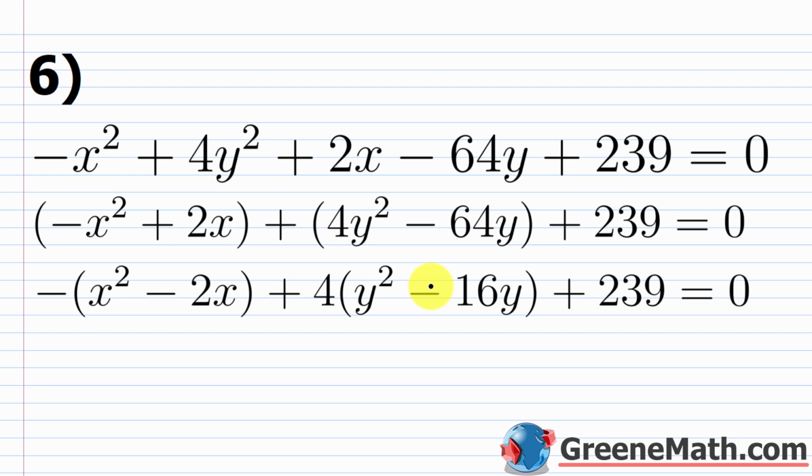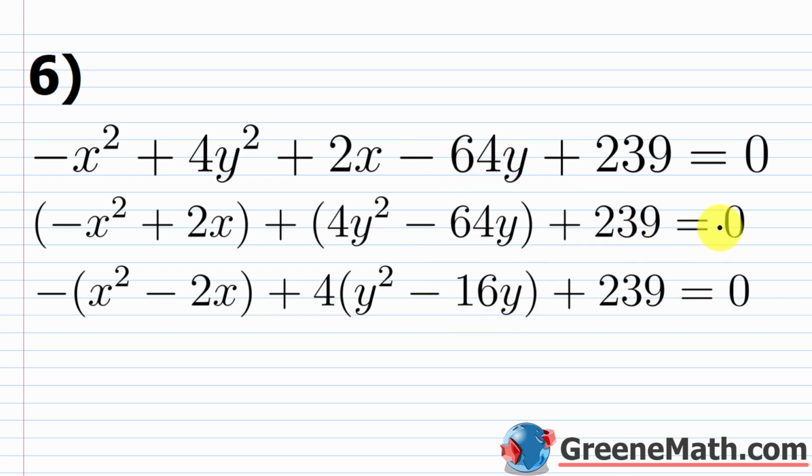All right, for problem 6, we have negative x squared plus 4y squared plus 2x minus 64y plus 239 is equal to 0. So with this one, again, we're going to combine our x terms together and our y terms together into different groups. So this right here is negative x squared plus 2x coming from this one and this one. This one is plus 4y squared minus 64y. That's coming from this one and this one. And then you just have your plus 239 is equal to 0.